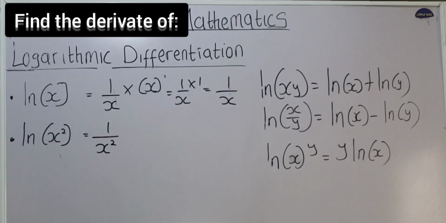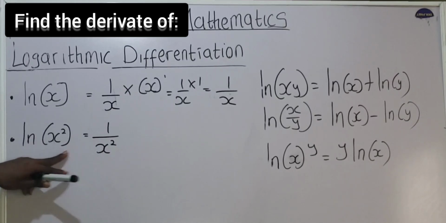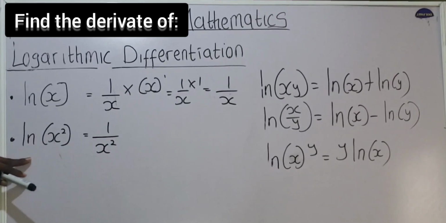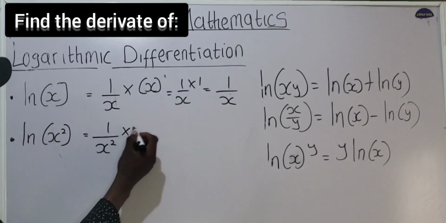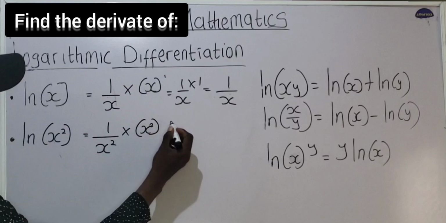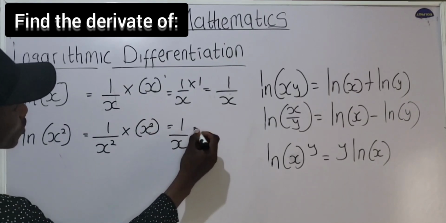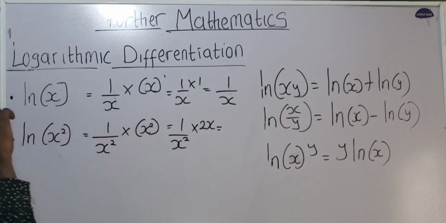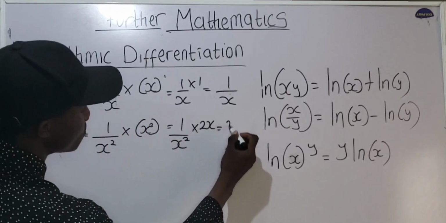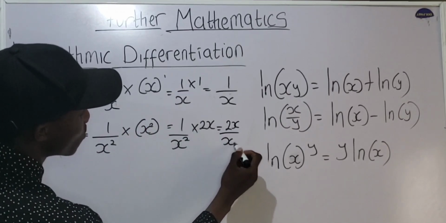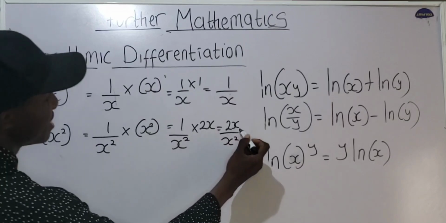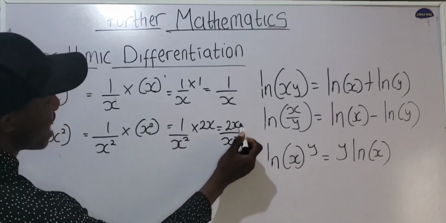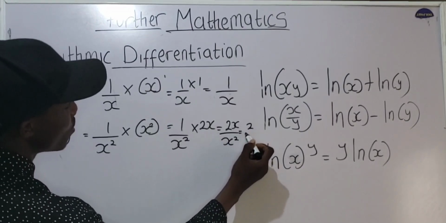The next step is that I'm going to take the derivative of the function inside the bracket, the function in the front of the natural log sign. So I'm going to have multiplied by the derivative of x squared. If you differentiate x squared, you are going to have 2x. So for this, it is 2x over x squared. And this can be written as 2 over x, because we have x here and x squared here.